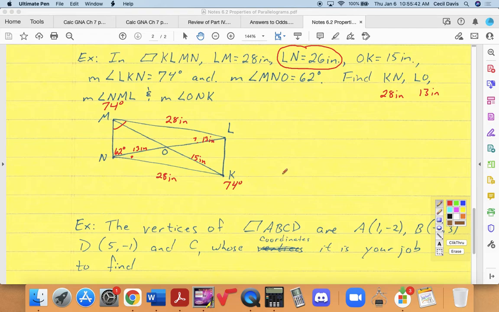They're supplementary. When you say they, who's they? MNK and LKN. Okay. So if we took 180 minus 74, that's 106. So this whole angle is 106, and so is this one. So then, 106 minus 62 gives you that this is 44. Jake's on point today.